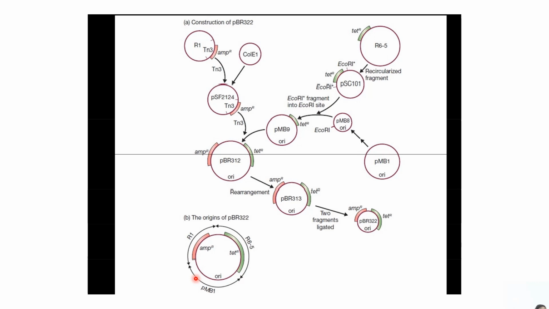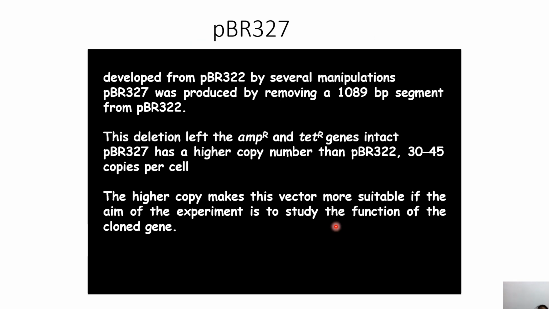So what is the construction process of this pBR322? The ampicillin resistance is in R1, as you can see given over here, and from here we take the tetracycline. Ultimately both of these are taken together, rearranged, and the fragments are ligated. The origin of replication is also added.